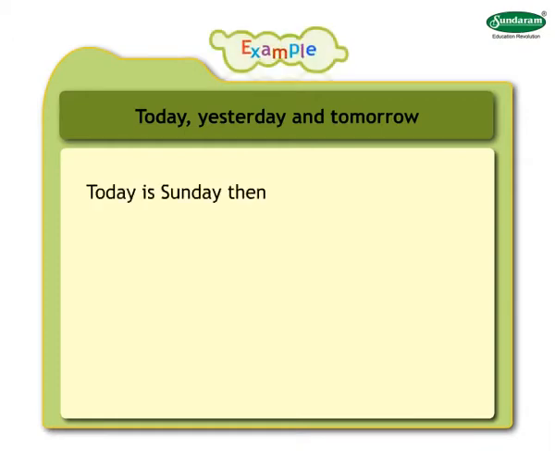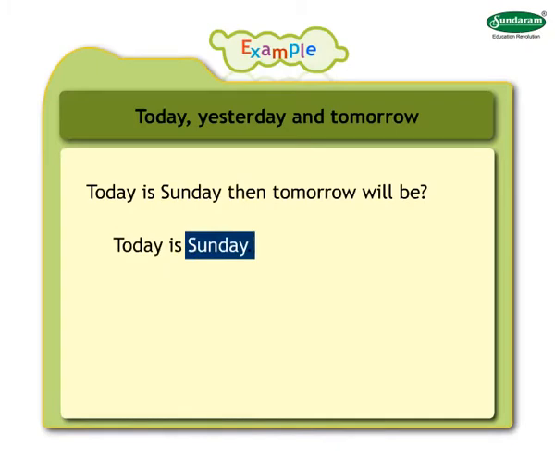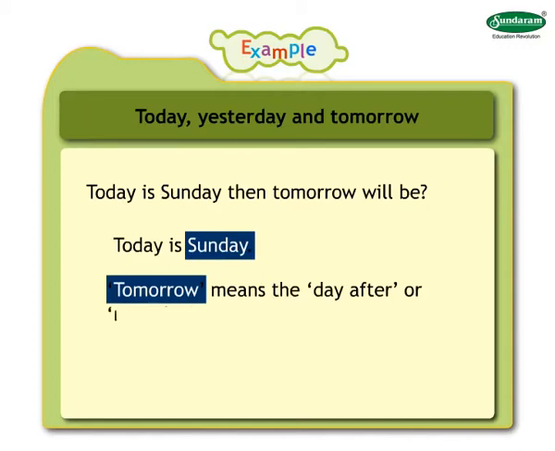Today is Sunday. Then tomorrow will be what? Here, we should see what is the first statement. Since it is given that today is Sunday and tomorrow means the day after or next day, thus, if today is Sunday, then next day is Monday. If today is Sunday, then Monday is the correct answer.